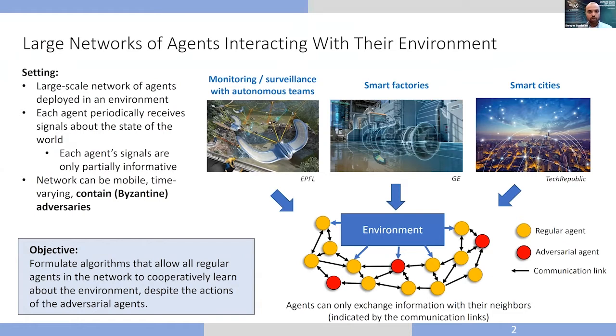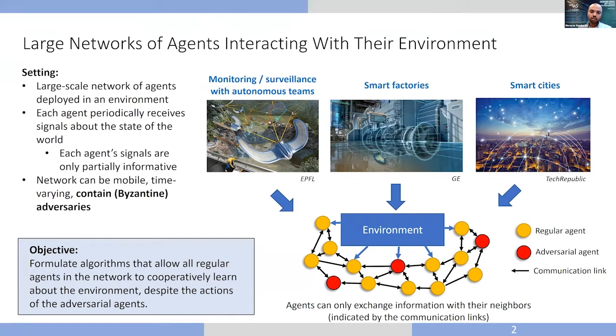So consider a large network of agents that are deployed in some environment. This could be robotic swarms exploring some space, a battlefield, or environmental monitoring. It could be smart factories with sensors deployed everywhere, or smart cities. In general, you've got all these agents, representing drones or robots or sensors, and they're all interacting with this environment that they're deployed in. They're all measuring different aspects of it, and each one of them only gets to see a little piece of the overall puzzle. So the idea is, how do you get them to work together? What information do they have to exchange with each other in order to enable everybody to get a full picture?